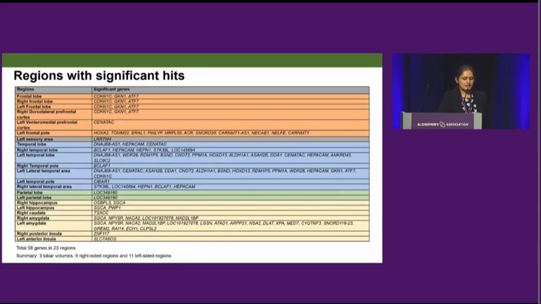This is again a busy table, but it is more to highlight the regions which popped up as significant and not the names of the genes, because they don't mean anything with these abbreviations. If you see, the frontal regions, temporal, some parietal regions, and a few subcortical areas had significant hits. In total, we had 58 genes in 23 regions, and there were overlapping genes.